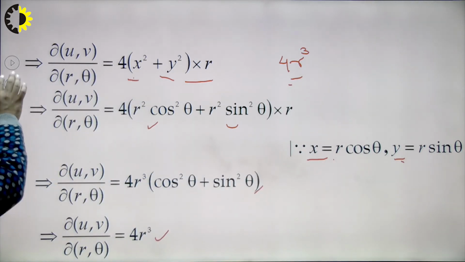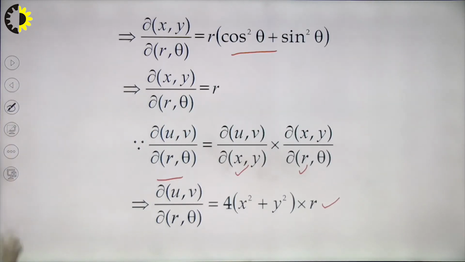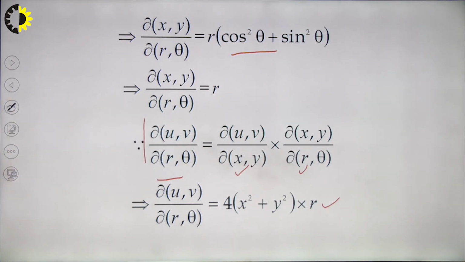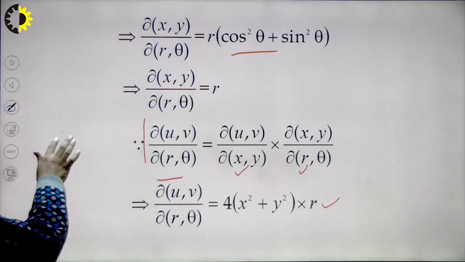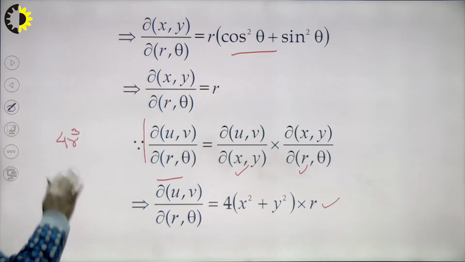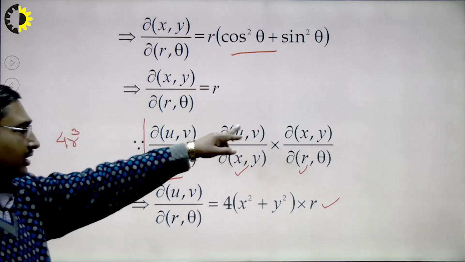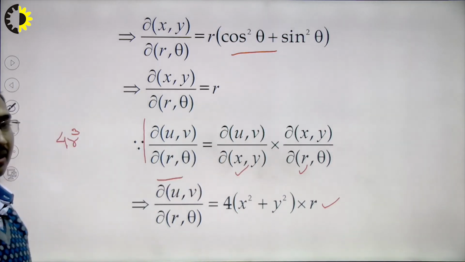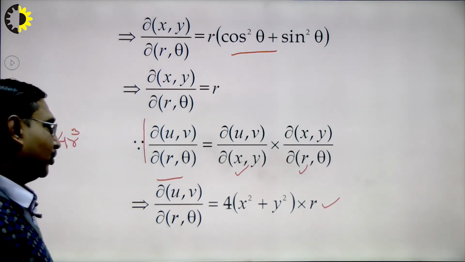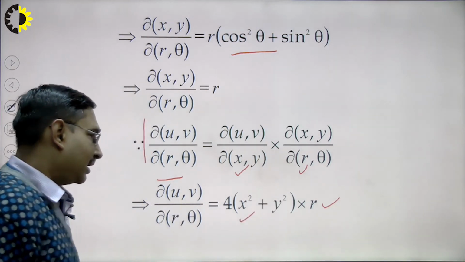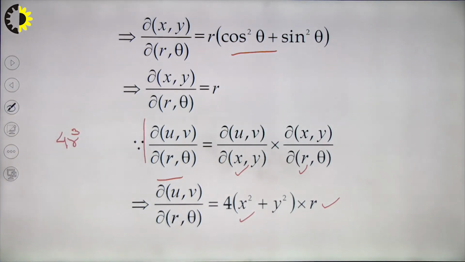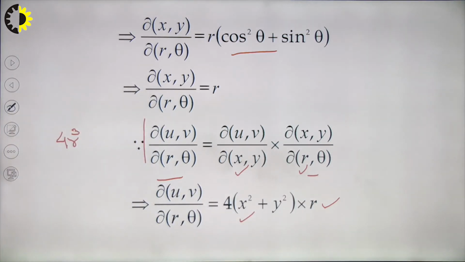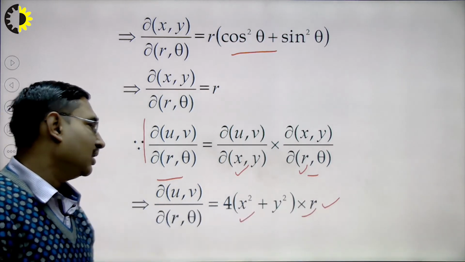Let me sum up what happened. We were to prove that this Jacobian del uv over del r theta is equals to 4 r cube. U and v were known in terms of x and y. Therefore, I calculated this Jacobian by direct computation. Value came out to be 4 times x square plus y square. Then we calculated second Jacobian del xy over del r theta. The value came out to be r.